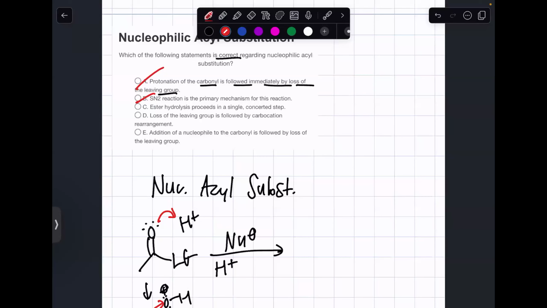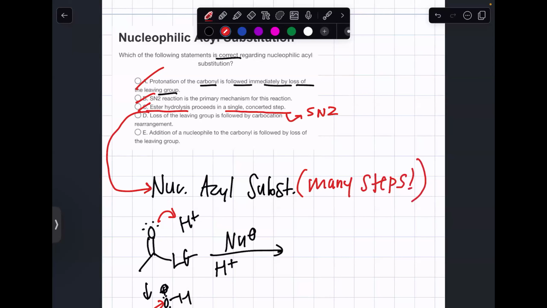Not SN2. False. SN1. Yeah, it's false. Because a single concerted step would be like SN2, because of the backside attack. But ester hydrolysis is a type of nucleophilic acyl substitution, which has many steps. So that's false.